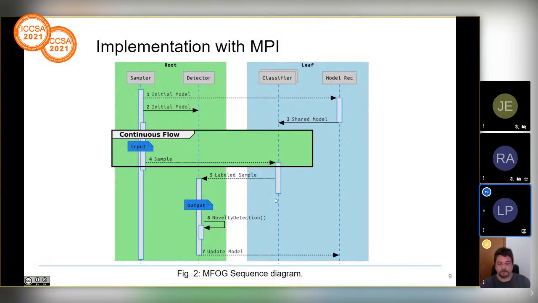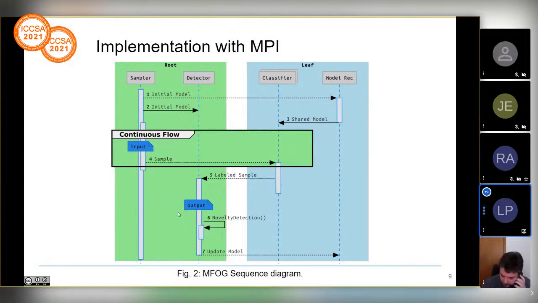This classifier takes a sample and the current model and assigns a cluster's label. If found, it sends the result to the detector. The detector task then takes the labeled samples from the leaves and puts forth this result to the application's output for our next system. The detector task also stores the samples labeled as unknown to execute the novelty detection method when needed, and then broadcast these new sphere clusters to the model receiver at the leaves. The model receiver is used to maintain the leaf model up to date asynchronously.